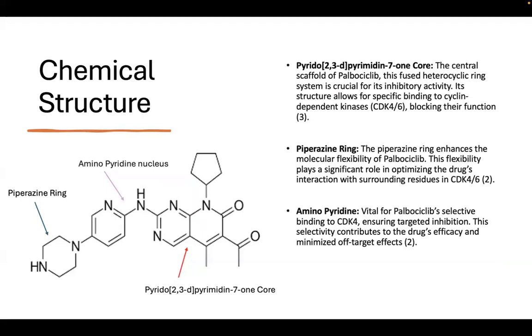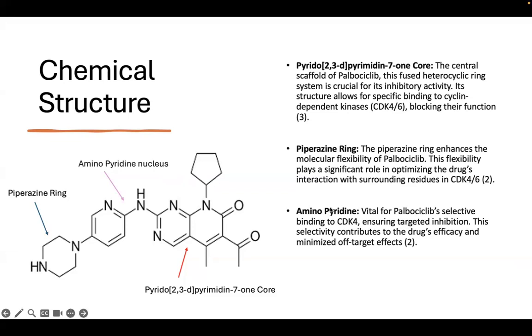Palbociclib's efficacy is rooted in its unique chemical structure, which includes three key components. The pyrido[2,3-d]pyrimidin-7-one core is the central scaffold of the drug. This fused heterocyclic ring system is crucial for its inhibitory activity and allows for specific binding to CDK4/6. The piperazine ring enhances the molecular flexibility of palbociclib and plays a significant role in optimizing the drug's interaction with surrounding residues in CDK4 and 6.